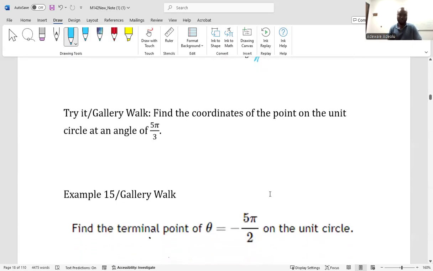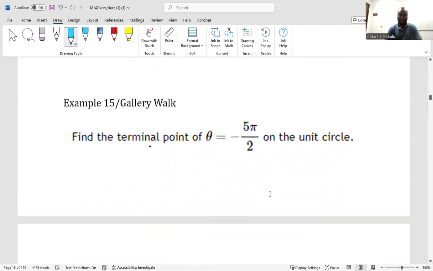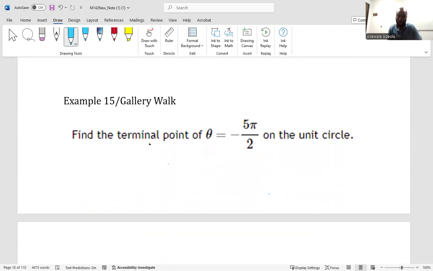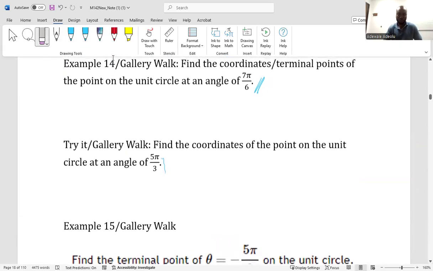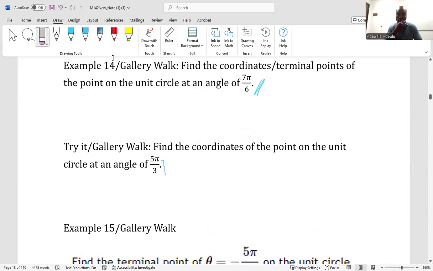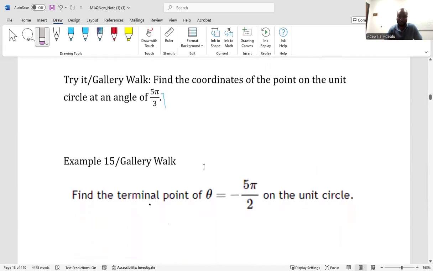The same thing with this one, 5 pi over 3. And lastly, the same thing with negative 5 pi over 2. So you move in a clockwise direction: pi over 2, pi over 2, pi over 2, pi over 2, then pi over 2, 5 of that. I hope that is simple enough for you to take care of. You should be able to solve these 3 problems without any difficulty.